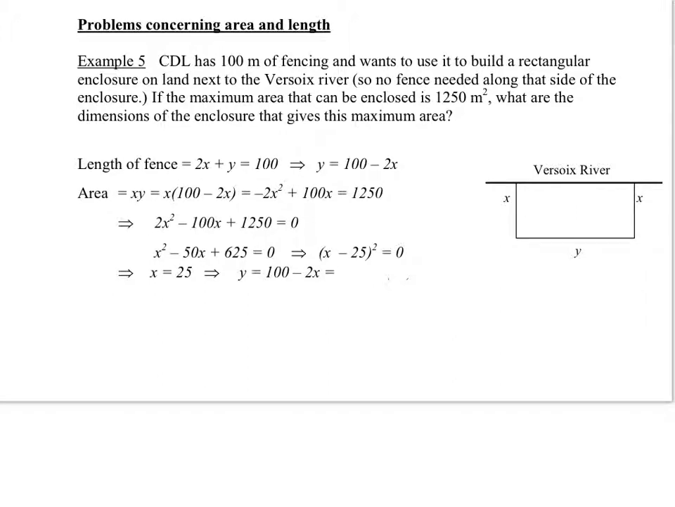And if you do that, what you should get is 100 minus 2 times 25. And that should be equal to 50. And as a result, the enclosure should be 50 meters long and 25 meters wide. We've found our x for the width and our y for the length.